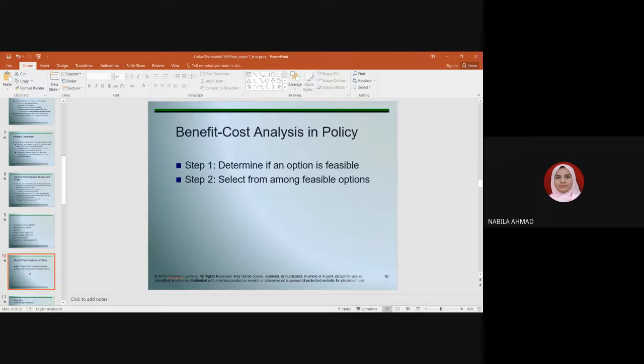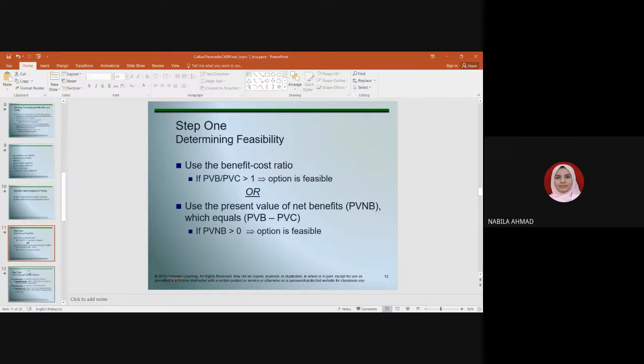Alright, so dia ada 2 step. The first one, kita determine whether or not an option is feasible from a benefit cost perspective. Dan step yang kedua, kita nak evaluate all feasible option based on a decision rule and kita select a single best solution. Right? Okay. The first step ni kita panggil sebagai feasibility test. Kita nak distinguish feasible option from infeasible one, kita nak membezakan antara feasible dan infeasible one.